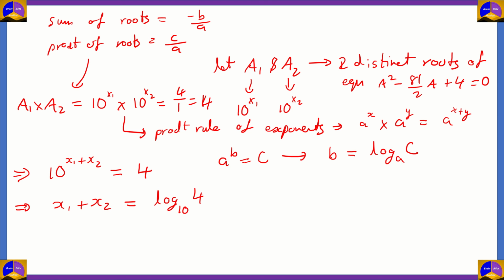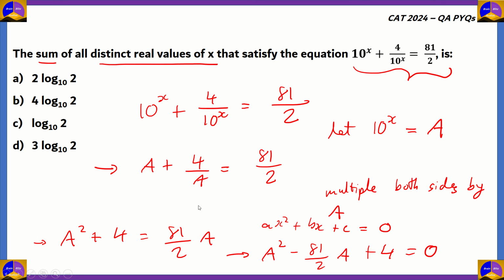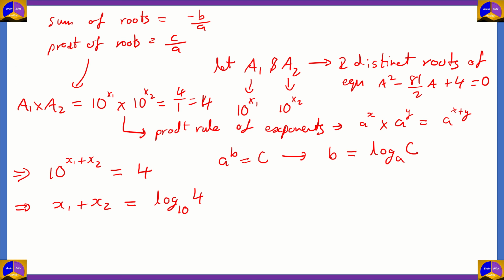So by using that, we will get x1 plus x2 equals log of 4 to the base 10. Now, if you look at the options, you can see that all of them have the number 2 right after the logarithm. So it's all expressed as log 2 to the base 10, whether it's twice that, 4 times that, 3 times that, or 1 times that. So basically every answer is expressed in the form log 2 to the base 10. However, right now the logarithm that we got is log of 4 to the base 10.